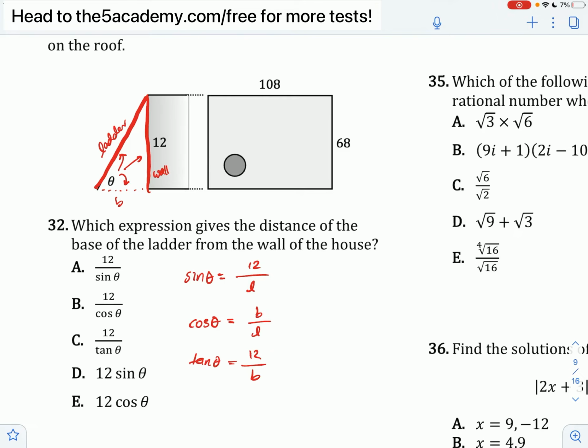Now, out of all of these, I see all of these in the answer options. Cosine theta, well, actually, let's see. Which of these can I actually solve for the base distance? Sine theta is useless because it doesn't have the base distance in it. It just characterizes this side and this side. It doesn't characterize the base side, and it doesn't include it in the equation, so that doesn't really help. If I solve this for b, I get L cosine theta. If I solve this for b, I multiply b on both sides. Those cancel, we end up getting b tan theta equals 12. I can divide both sides by tan theta. b equals 12 over tan theta.